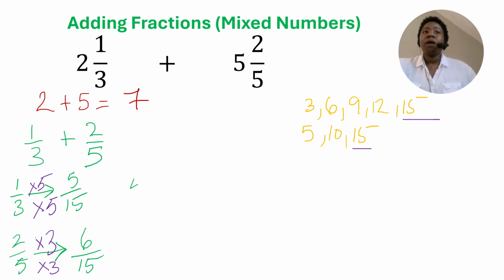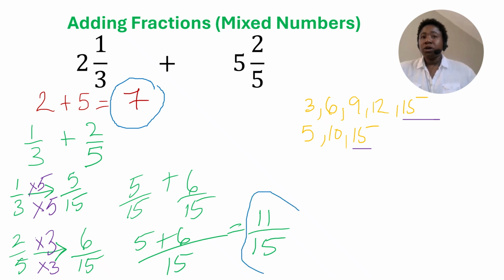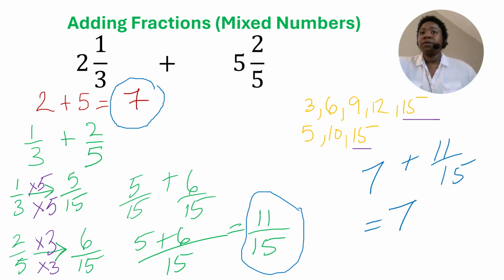Now that we have a common denominator between both fractions, we could go right ahead and add the numerators. So 5 over 15 plus 6 over 15 becomes 11 over 15 because 5 plus 6 is 11. So we have a whole number component and a fraction component added separately. So we need to combine them together. 7 plus 11 over 15 is going to give us 7 and 11 over 15. So 2 and 1/3 plus 5 and 2/5 is 7 and 11 over 15.